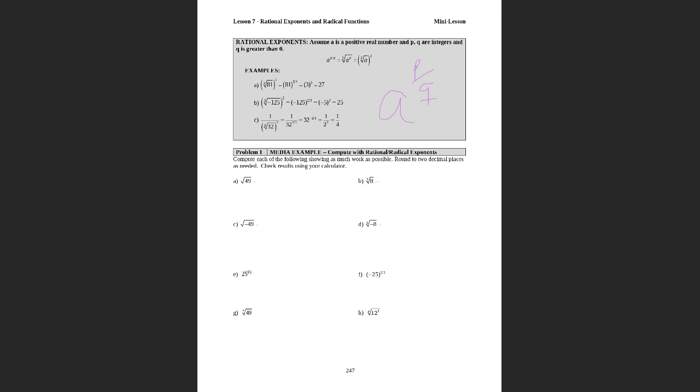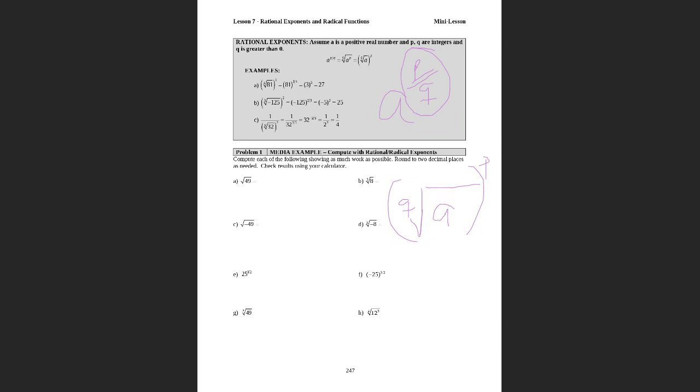Always, even though this is an exponent, the denominator is always going to be the root. Always remember that the denominator is always going to be the root. So this is going to give us the cube root of a times what? p. Or you could bring the p under the root sign. That's what it gives you. So always, the denominator is going to give you the root.